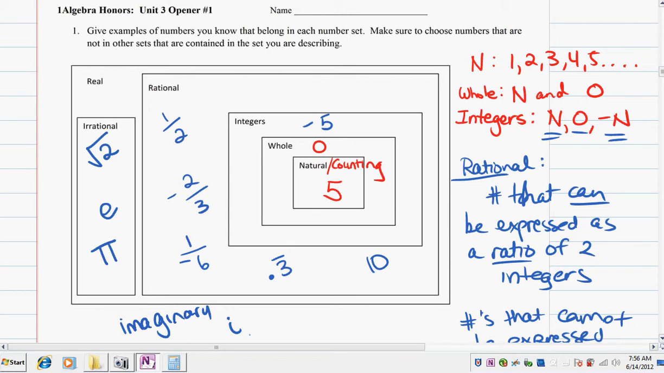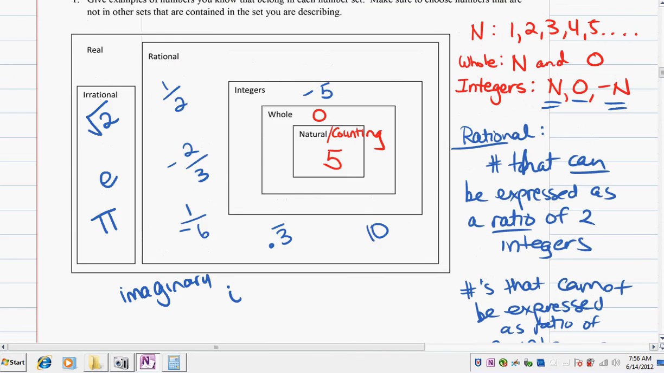But think of it, the structure here matters, right? So all natural numbers are whole numbers, but all whole numbers are not natural numbers. And all whole numbers are integers, but not all integers are whole numbers. And all integers are rational, but not all rational numbers are integers. And rational and irrational do not intersect at all. They're different things altogether. So hopefully you get the idea here, and we will continue this later.